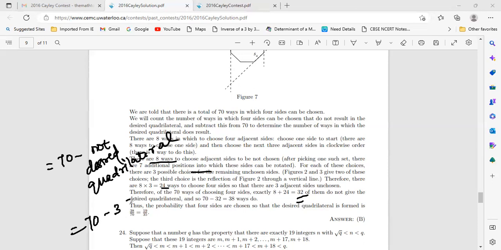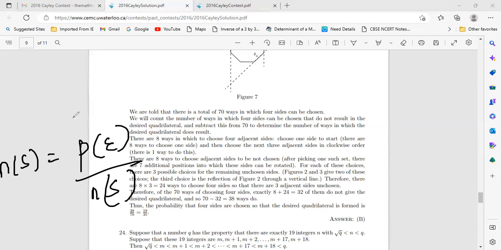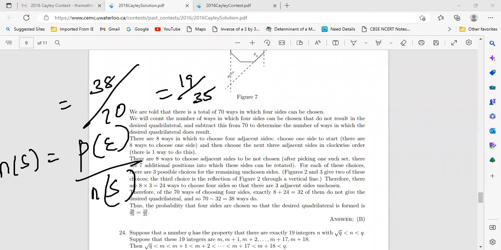So you just have to subtract the 32 from 70, which would give you the result 38. We have to give this in the form of a probability, right? Because the question is about the probability. You know the formula for probability: the number of favorable outcomes upon the number of sample spaces. So it's going to be 38 upon 70. If you simplify, you're going to get 19 upon 35.